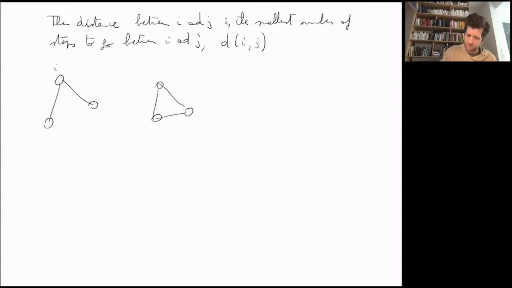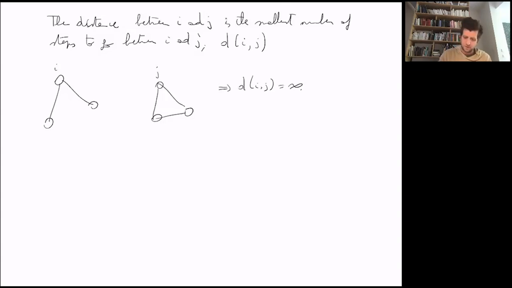This is my I, this is my J. Well, if there is no path that goes from I to J, in that case, we would say that the distance between I and J would be equal to infinity by definition. Now this distance actually satisfies all of the axioms that a proper distance should be verifying.